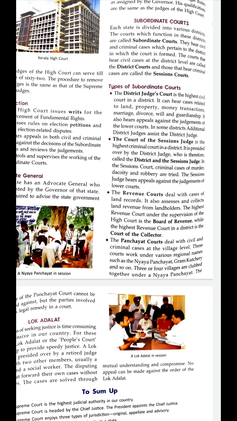Okay, what decision has been given by the lower court, it used to hear that first, and after that, it used to give a decision. In some districts, an additional district judge assists the district judge also. Okay. Second, we have the Court of Sessions judge. It is the highest criminal court. District judge is the highest civil court, and the session judge is the highest criminal court in a district.